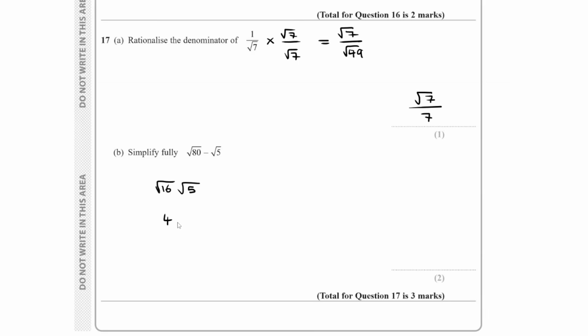So that would square root to become 4 root 5, and then we're taking away the other root 5. So how many root 5s are there? That's technically 1 root 5, isn't it? That would be 3 root 5 left. It doesn't cancel out the root 5s. It just says that there's 1 less. So 3 root 5. That is 3 marks for all of that.